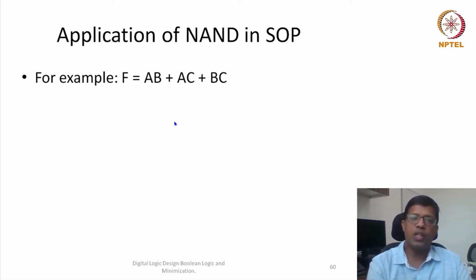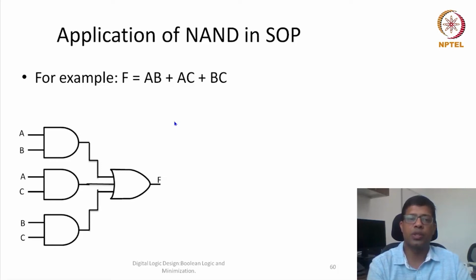For that, we can take f double dash. This is how it would otherwise be implemented: you'll have three AND gates, where A and B would be the input for AB, and similarly AC and BC, and the outputs of all of them would be given to an OR gate. Then the output we can see as F.